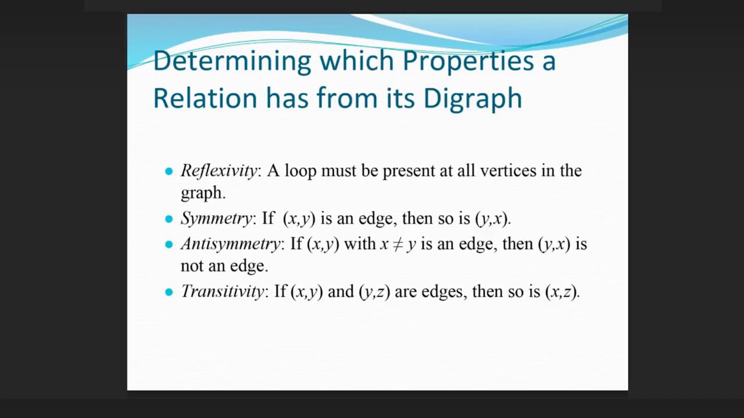Determining which properties a relation has from its digraph. Reflexivity: a loop must be present at all vertices in the graph. Symmetry: if (x, y) is an edge, then so is (y, x). Antisymmetry: if (x, y) with x not equal to y is an edge, then (y, x) is not an edge. Transitivity: if (x, y) and (y, z) are edges, then so is (x, z).